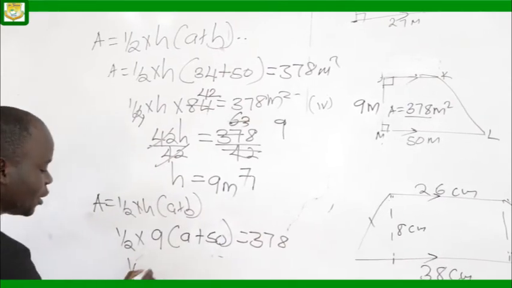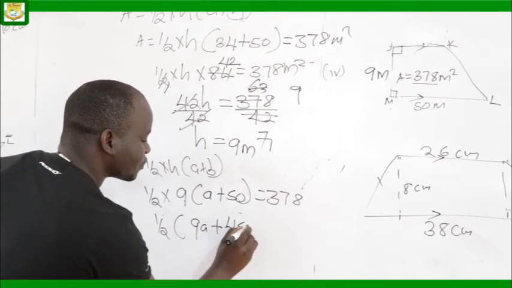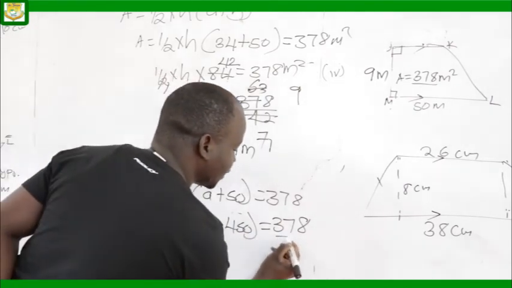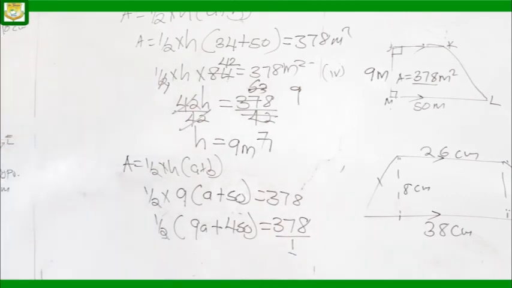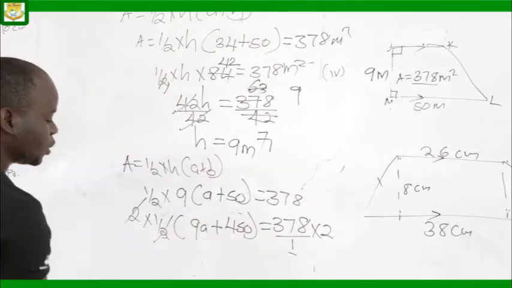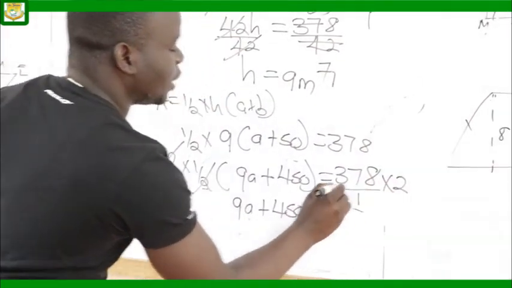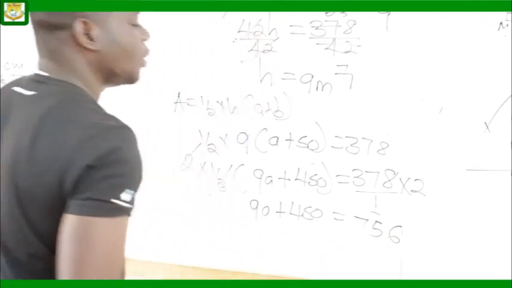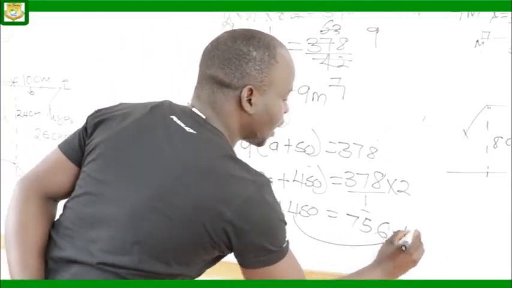So it is a half into 9 times A is 9A, plus 9 times 50 is 450, it will give you 378 meters squared. Then 378 has a hidden denominator 1. The LCM of the denominators 2 and 1 is 2. So you multiply each part by the LCM, times 2 times 2. This one and that one go. So we have 9A plus 450 is equal to 378 times 2, you get 756. You collect the like terms together: this 450 when it comes over becomes minus.